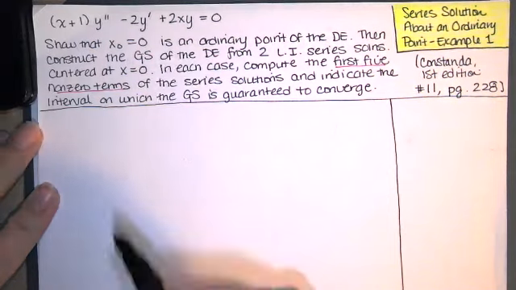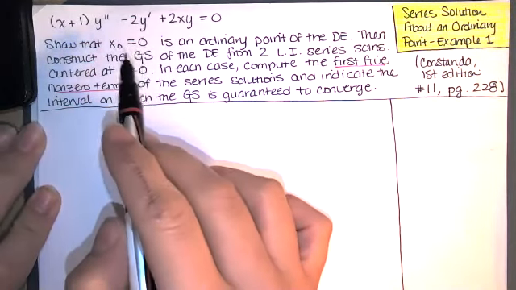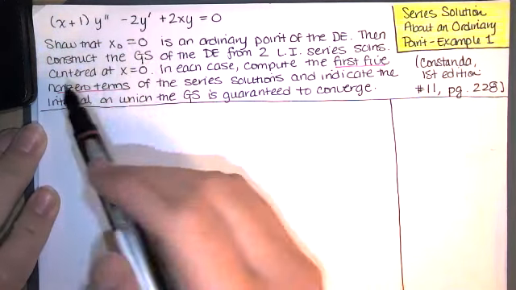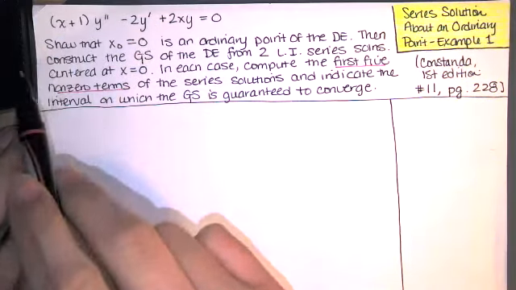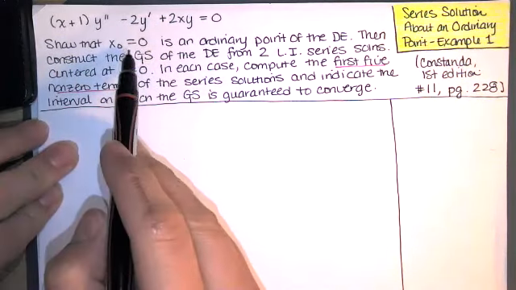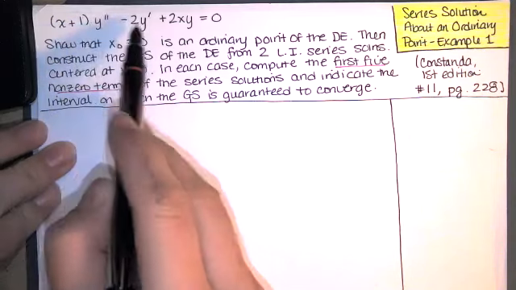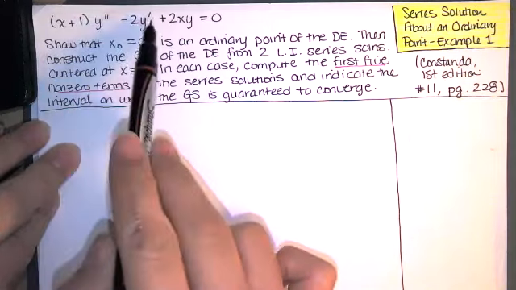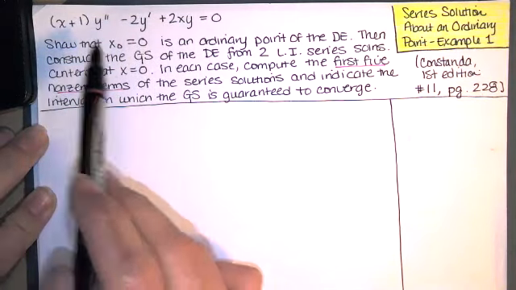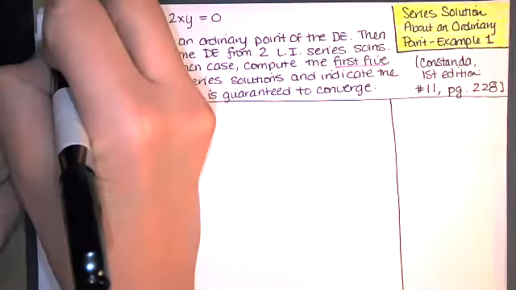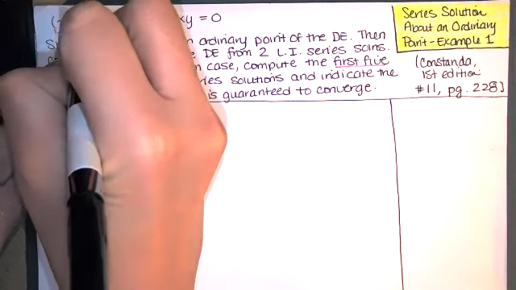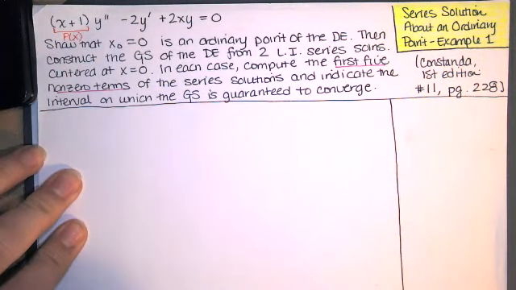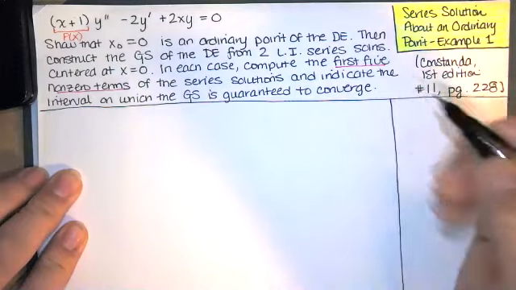It's actually really easy. An ordinary point of a differential equation is any x value for which the coefficient functions are well defined and that leading coefficient is not equal to 0. So x equals 0 is in the domain of x plus 1, -2, and 2x. So all three of those functions are well defined. And if this is p of x, that's my leading coefficient. If I plug in 0 to that, I don't get 0. So that means that x naught equals 0 is an ordinary point.